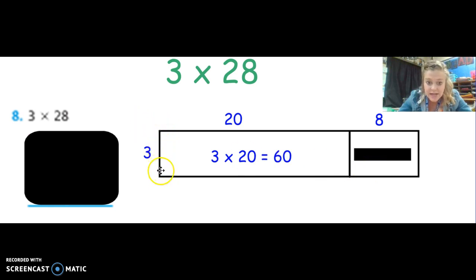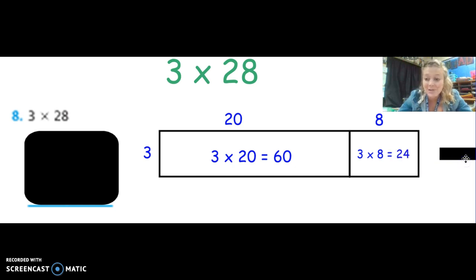This rectangle over here, we know that this side is 3. So look, this side is exactly the same length as this side right here, which means that we're going to have a 3 by, look up top, 8 for our ones. And 3 times 8, again, that should be an automatic fact with 24.